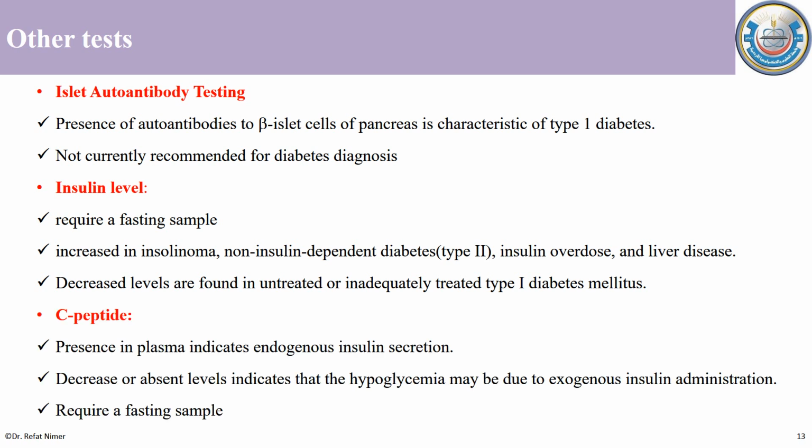I also have one important test, the C-peptide. The presence of C-peptide in the plasma indicates endogenous insulin secretion. The C-peptide, if you remember, is the fragment resulting from the splitting of proinsulin during the process of changing proinsulin into mature insulin. If you remember, the zymogen or enzymes start inactive and then change to the active form.